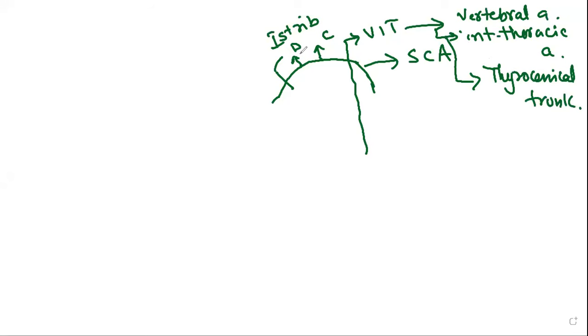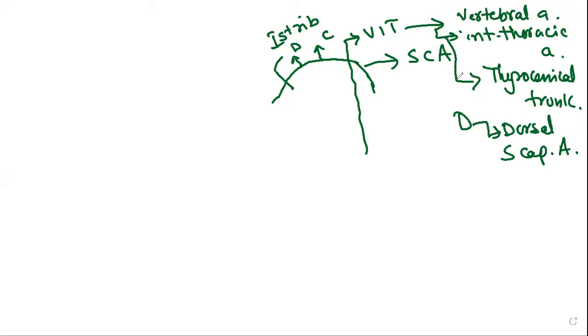And D is important. Dorsal scapular artery. Dorsal. So D yahan pe main likh deta hun. D is your what? Dorsal scapular artery. Okay. Ab ye jo thyrocervical trunk hai, this one.